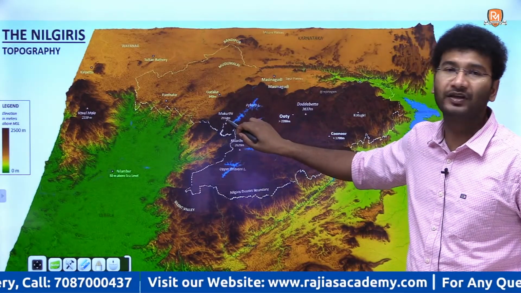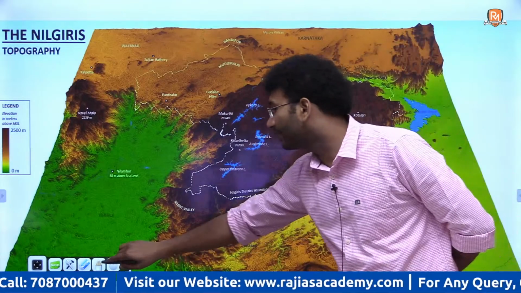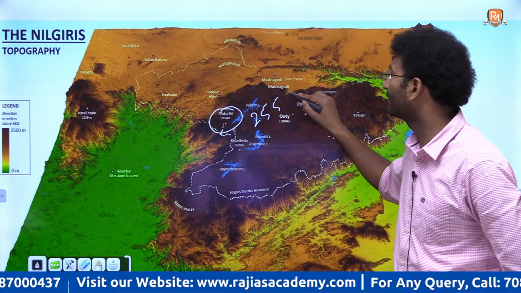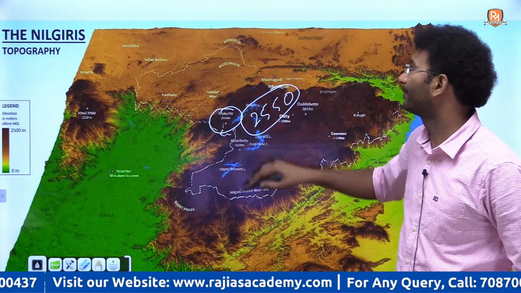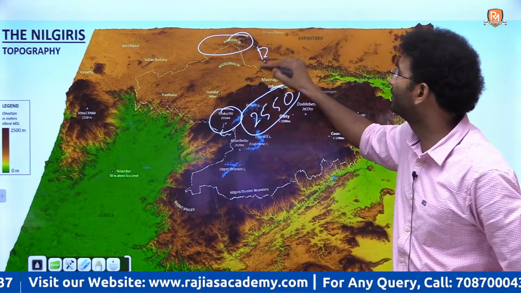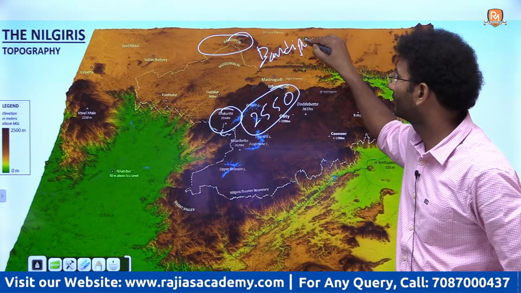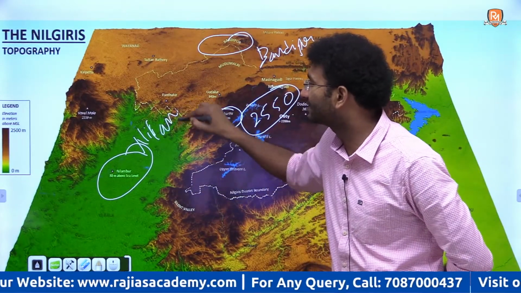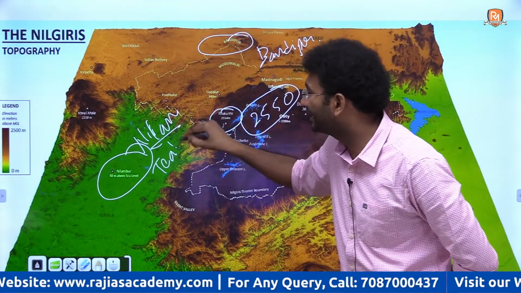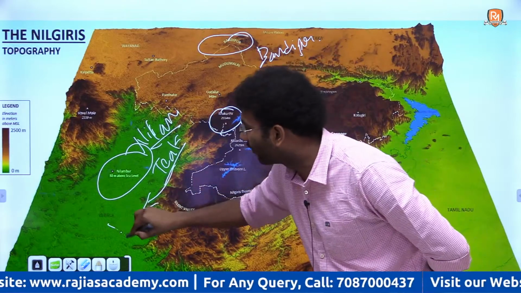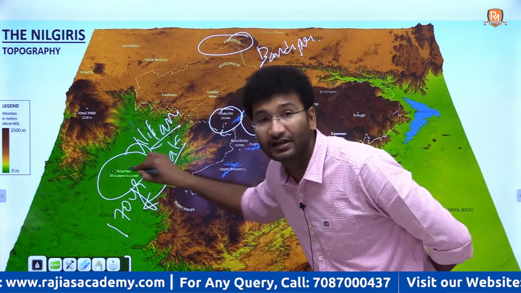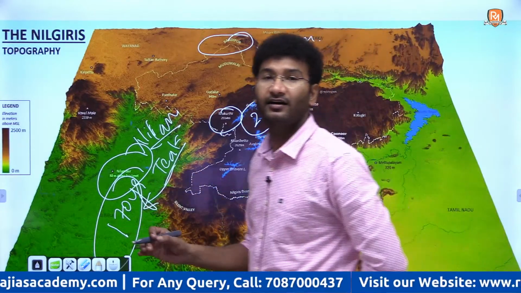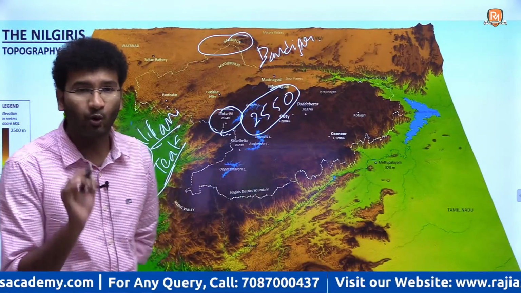Here it is Mukurthi. Mukurthi is also a national park or wildlife sanctuary. This Mukurthi National Park is somewhere around 2550 meters height. In the north, here you have Bandipur, and here you have Nilambur. Nilambur is nothing but a teak forest. This teak forest, which is part of Kerala, is as old as 170 years.